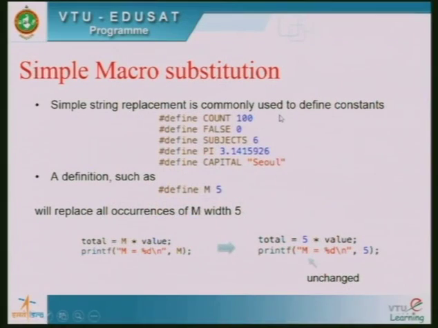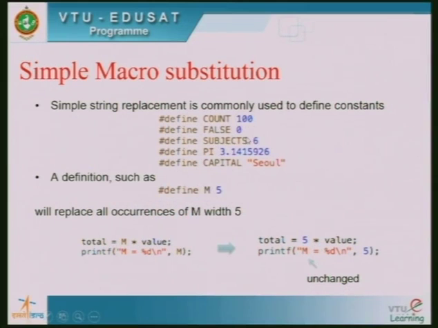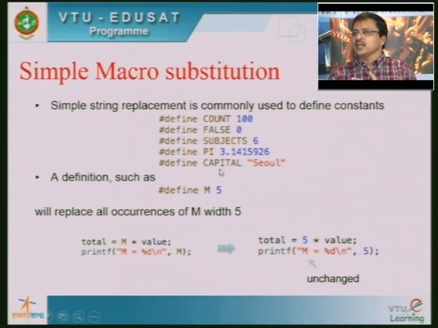So what do we do? We divide the problem into smaller problems and assign some sub-problems to an individual programmer. There could be 10 programmers working on the project, or 20, and each programmer will be the custodian of multiple source files. But now, assume that you have some set of constants which is the same across all the programmers. What do we do? We define all those constants like this and keep them in a file. I define COUNT as 100, FALSE as 0, SUBJECTS as 6, PI as this, and CAPITAL as Seoul. This is the variable name that we talked about, and this is the string that we talked about when we started discussing macros.